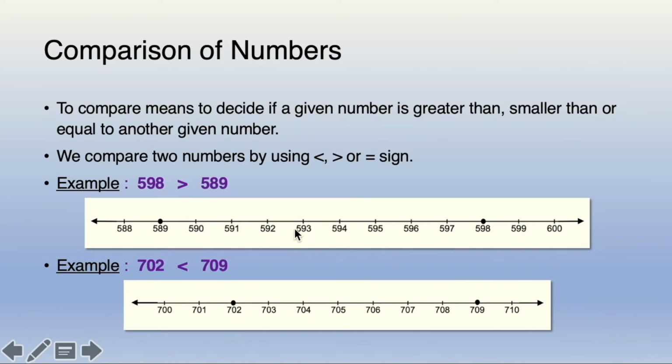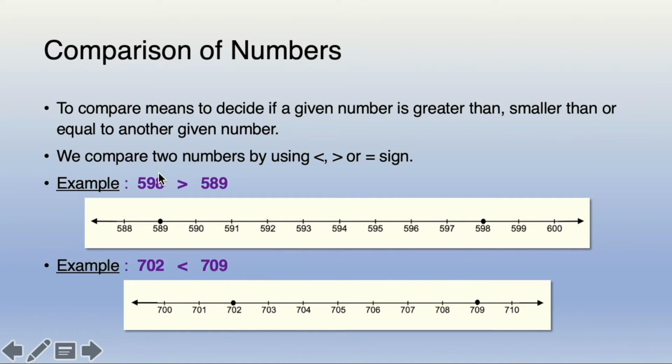So, along this number line, we see that the number 598 comes after the number 589. So, 598 is greater than 589. Now, over here we have the numbers 702 and 709. So, along the number line, the number 709 comes after the number 702. So, the number 702 is less than the number 709.